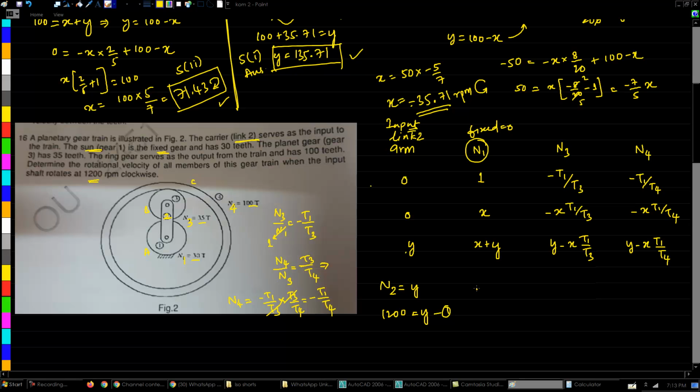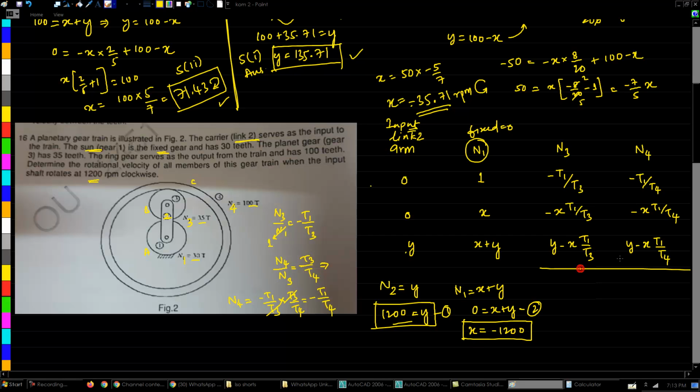Coming here, x plus y, this is the equation for n1, and we know the n1 value is 0, so 0 equals x plus y. This is our second equation. Solving these two equations will give us both the values of x as well as y. The y value we already know. Substituting here, the x value we will get is minus 1200. So both x and y values we have found, and by substituting these in the remaining gear equations, we can get their speeds as well.